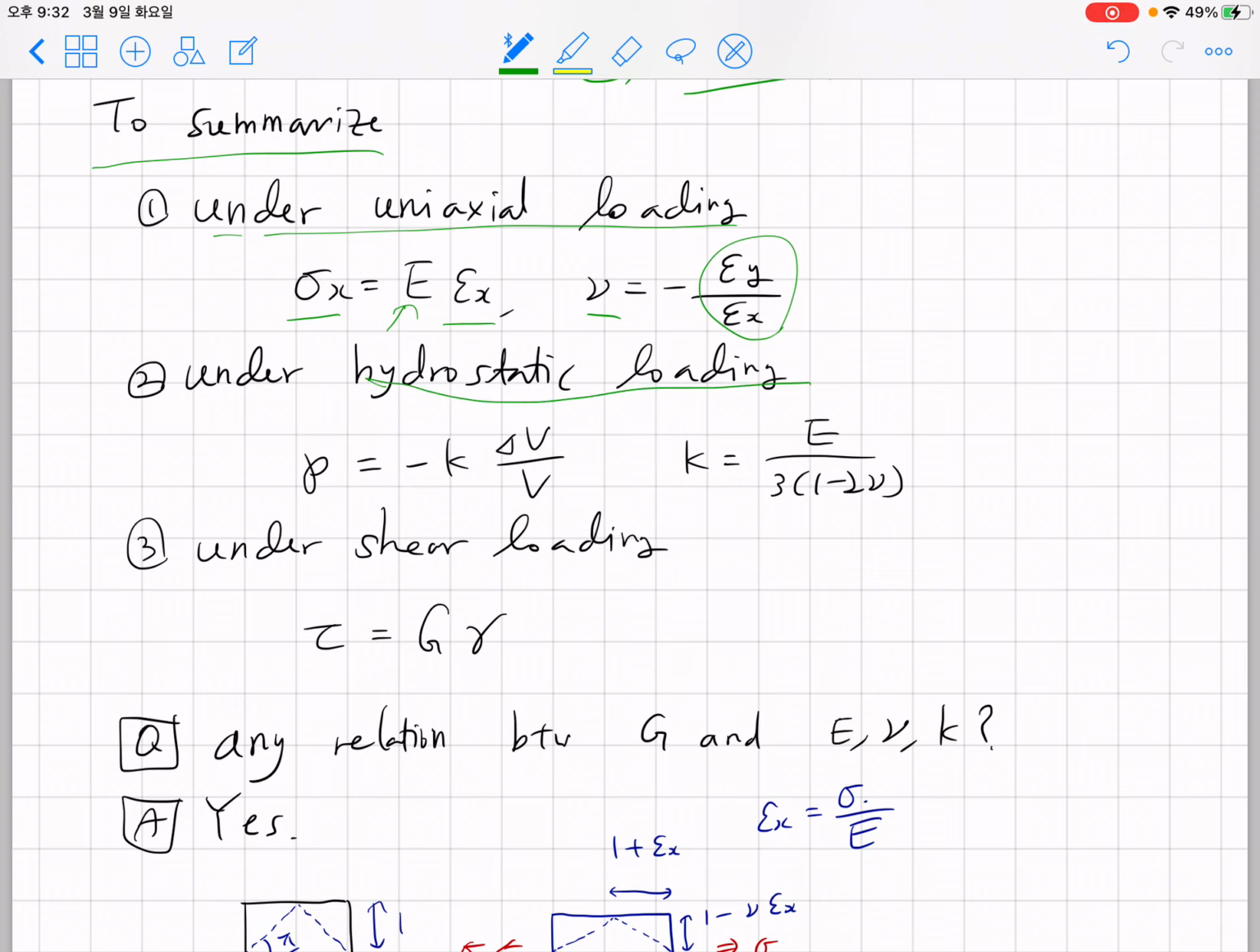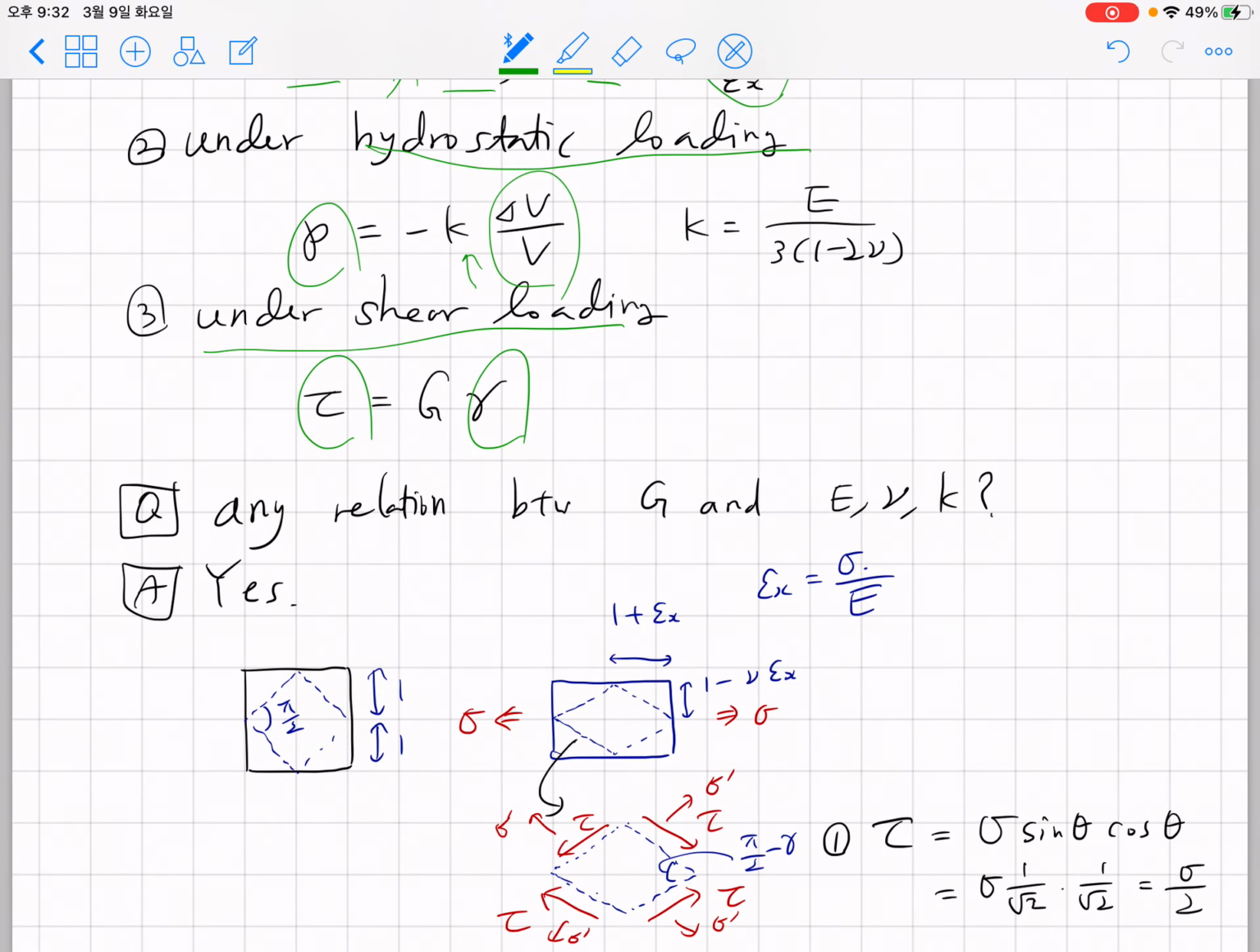On hydrostatic loading, where sigma x, sigma y, and sigma z are equal to each other, you can define the volume fraction change using the so-called bulk modulus, and typically our textbook uses K, and K has a relationship with Young's modulus and Poisson ratio like E over 3 multiplied by 1 minus 2 nu. Then under shear loading, we can make a connection between shear stress and shear strain using G, which is the shear modulus. Then of course the natural question is, is there any relationship between G and E and nu and K? And of course the answer is yes.